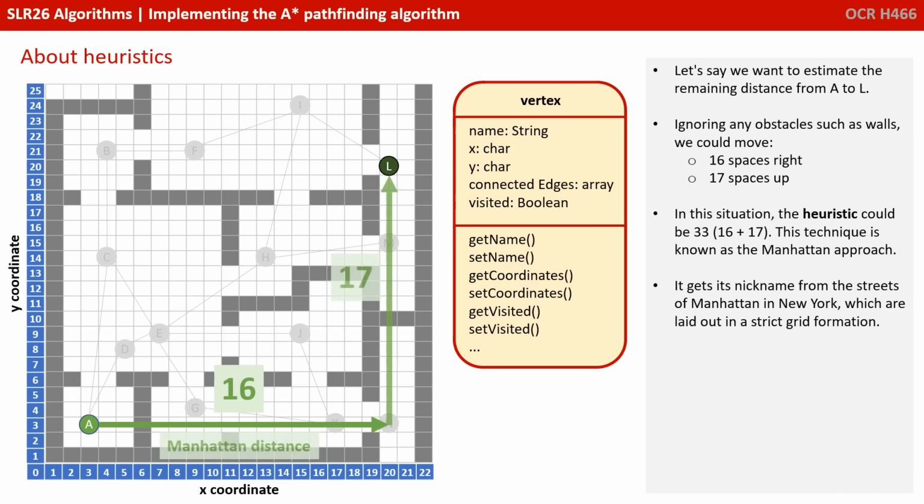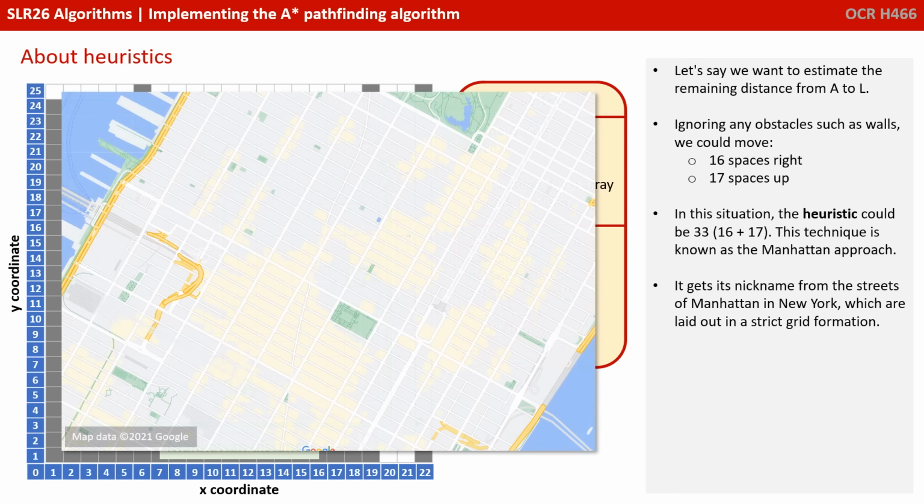Let's say we want to estimate the remaining distance from A to L. Ignoring any obstacles such as walls, we could move 16 spaces right and 17 spaces up. So in this situation, the heuristic could be as simple as 33, 16 plus 17. This technique is known as the Manhattan approach. It gets its nickname from the streets of Manhattan in New York, which are laid out in a strict grid formation.